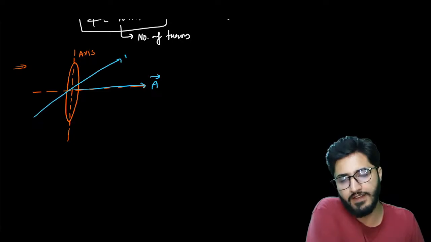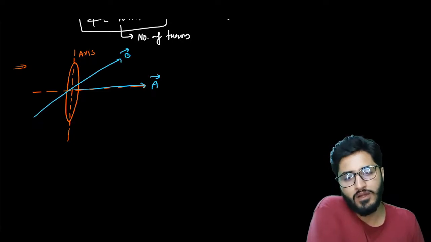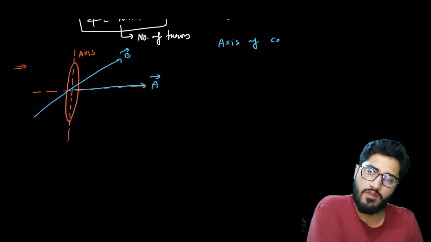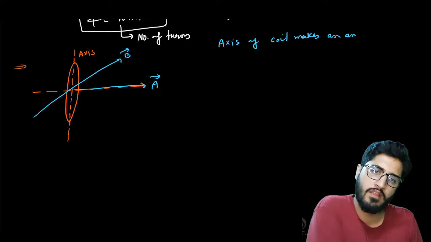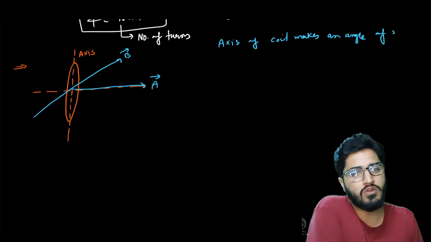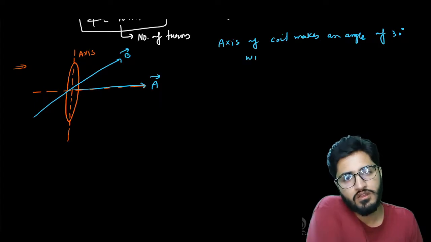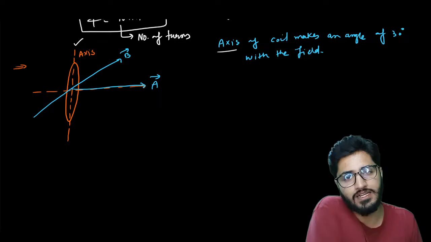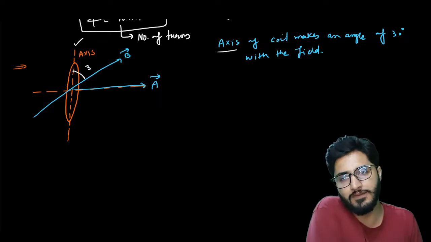This is my magnetic field, and my question is: given the axis of the coil makes an angle of 30 degree with the field. So the axis of coil makes 30 degree with the field. So this is my 30 degree.